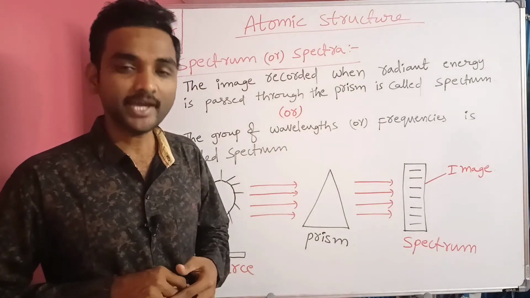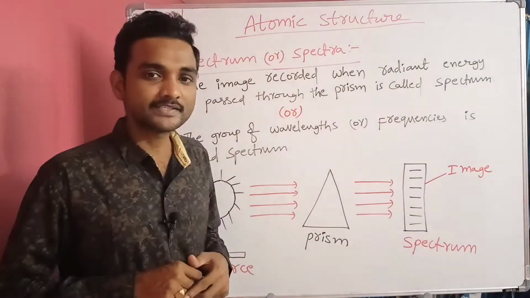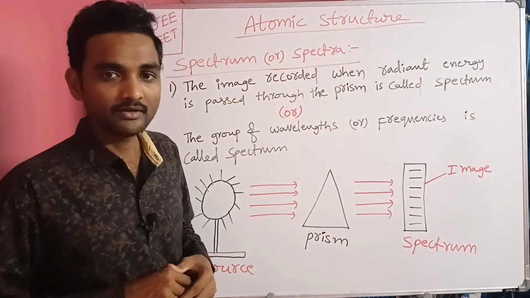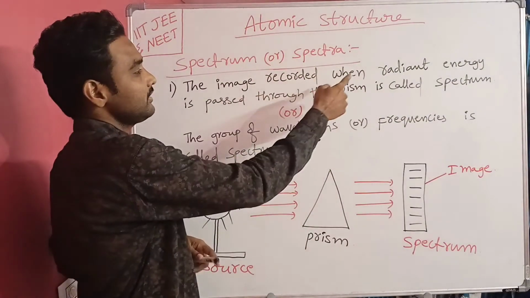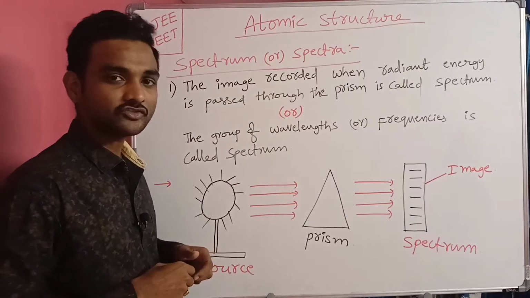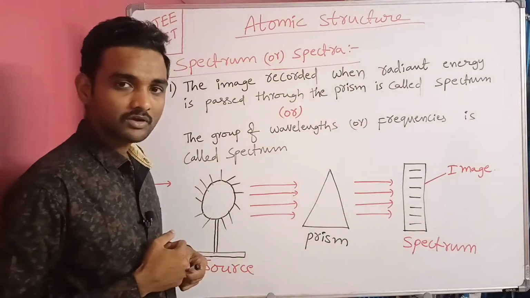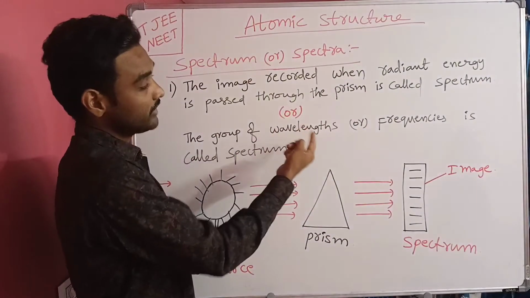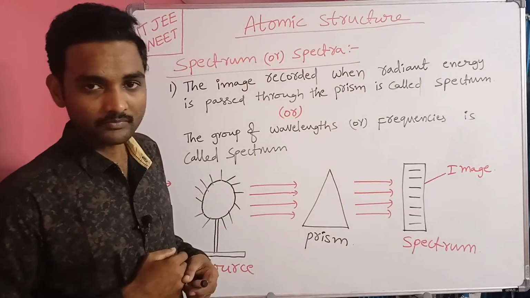Today's topic is spectrum or spectra. What is spectrum? The image recorded when radiant energy is passed through the prism is called spectrum. The second definition is that the group of wavelengths or frequencies is called spectrum.